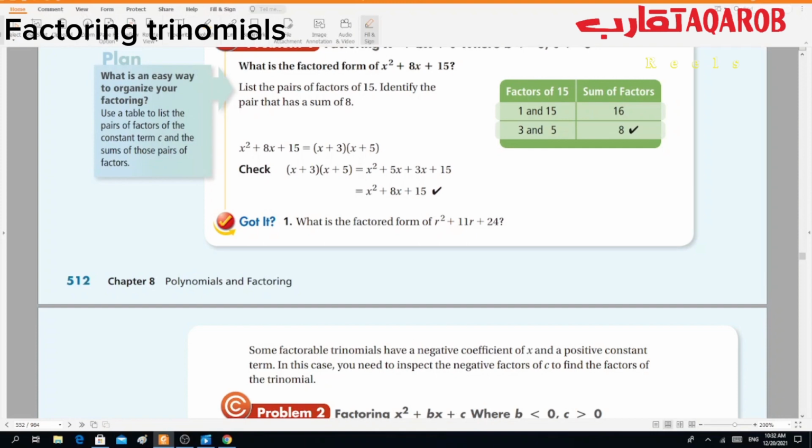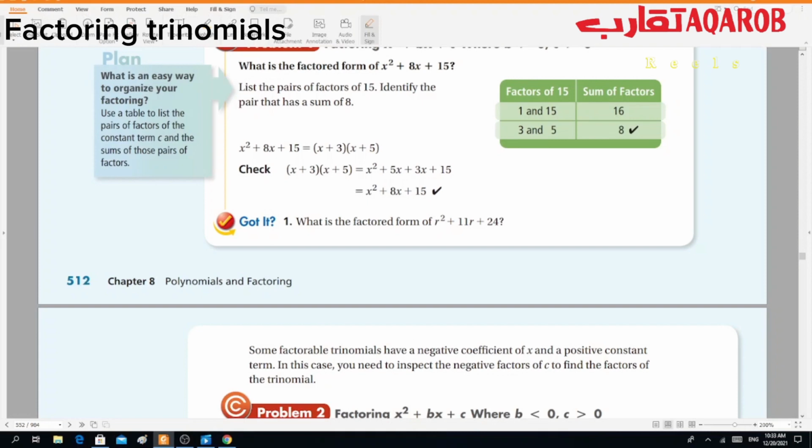The second column, what you will do, you will find the sum of these factors. Now, miss, how is that? The sum of these factors will be 1 plus 15, it will be 16. 3 plus 5, it will be 8. Now, look, miss, focus with me. The sum of these two factors must be the middle term, or the mid-term, in the trinomial.